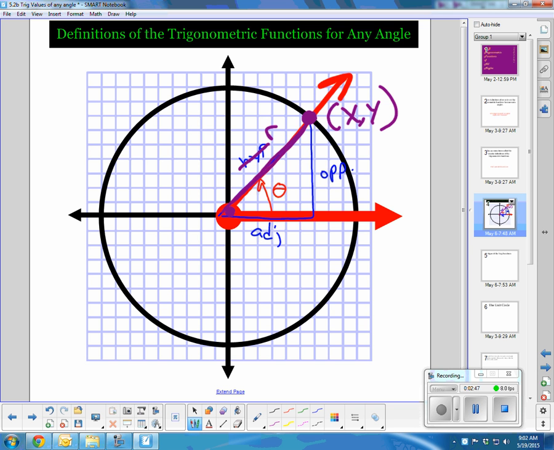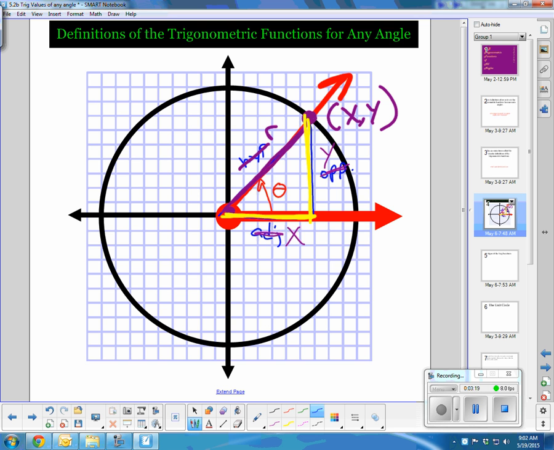Using the x and y, we can say that the adjacent side, the horizontal side, maybe I should use a different color here, the horizontal side right here is going to have a length of x. And the vertical side is going to have a length of y. So I can use my SOHCAHTOA definitions using opposite, adjacent, and hypotenuse and replace them with x, y, and r.